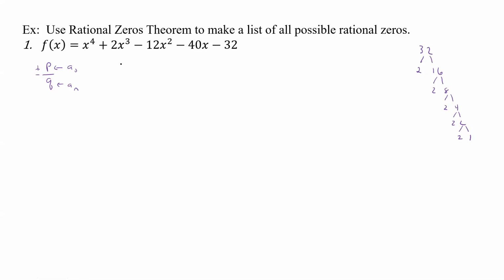So what we have is plus or minus, and then we can start at either end. We can go from the bottom up or the top down, so plus or minus 1 over 1, plus or minus 2 over 1, plus or minus 4 over 1, plus or minus 8 over 1, plus or minus 16 over 1, and plus or minus 32 over 1. So again, that's 2, 4, 6, 8, 10, 12 different possible zeros we have here.